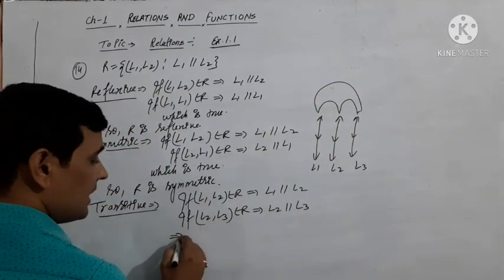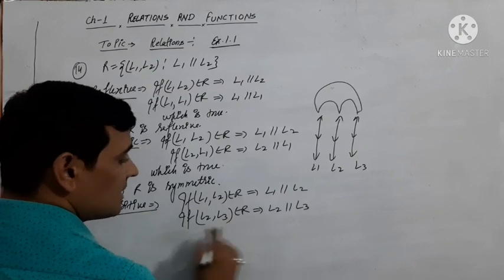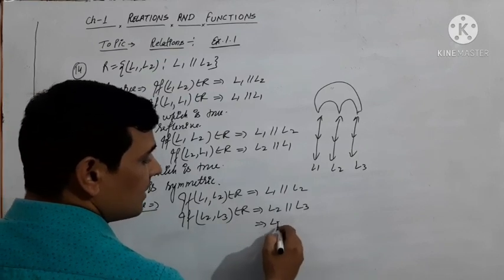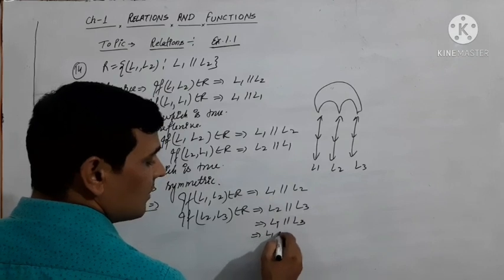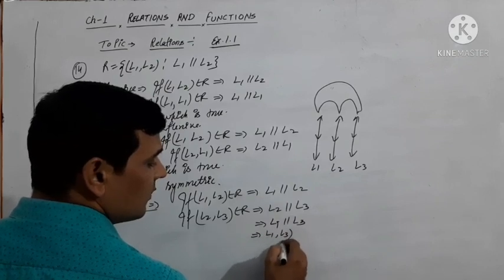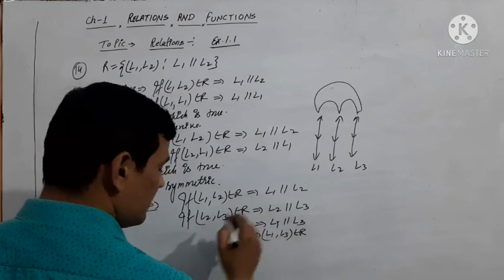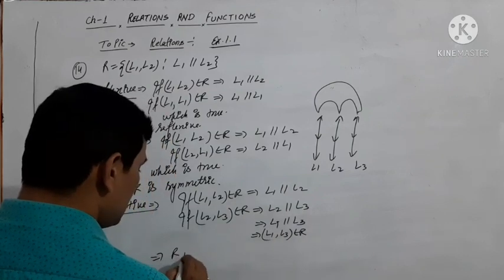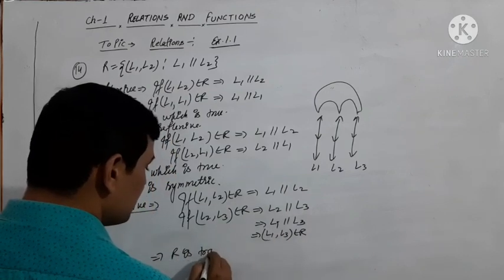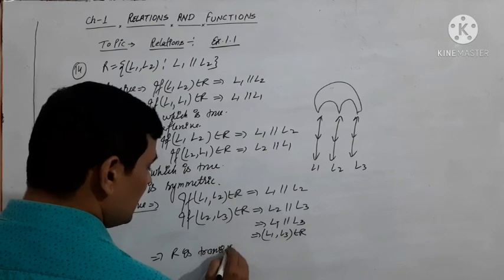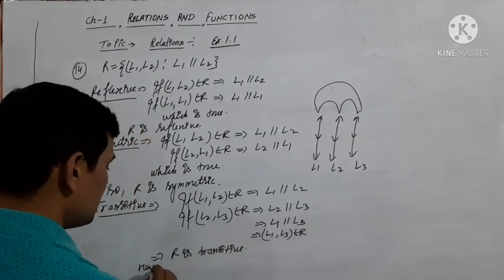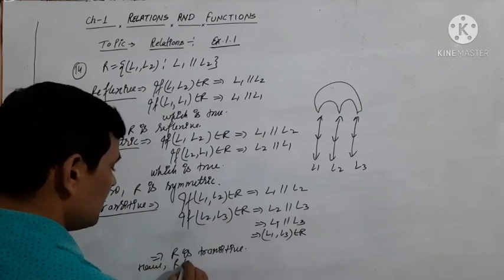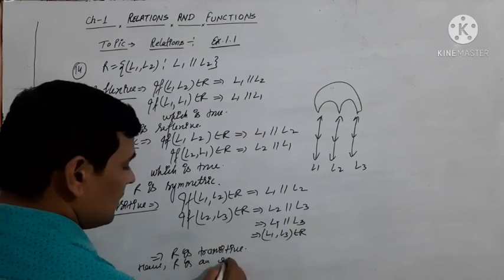Clear? This implies that L1 is parallel to L3. So L1, L3 belongs to R. This implies that R is transitive also. Transitive हो गया. Now the relation is reflexive, symmetric and transitive. Hence R is an equivalence relation.